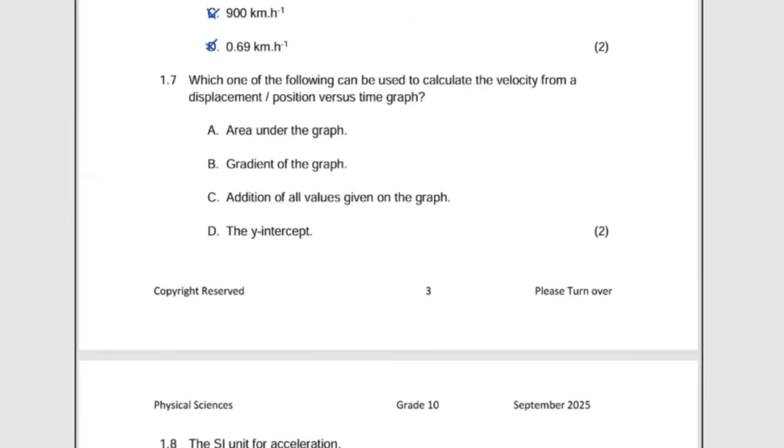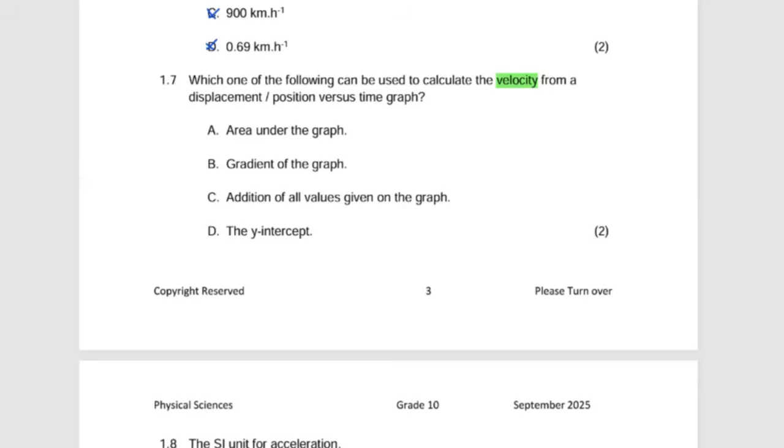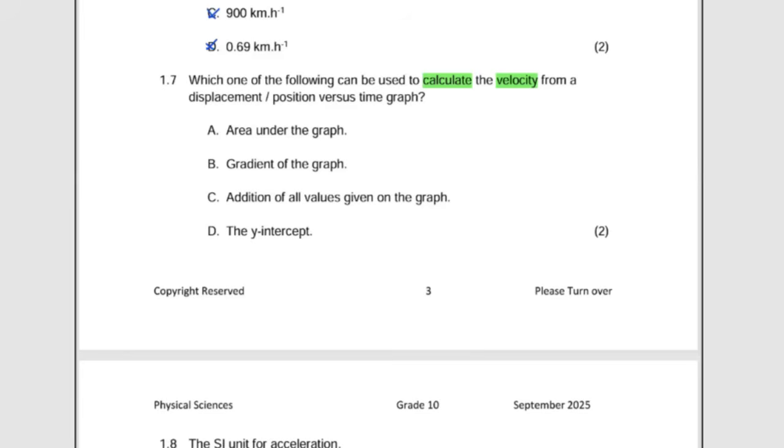calculate velocity? So we're looking for something that can be used to calculate velocity from a displacement, or position versus time graph, right? So this is what we're having here. So I'll just write it here. Here I can say this is my time in seconds. Then here I'm going to have my displacement, or position, right? So here it is usually in meters, right?